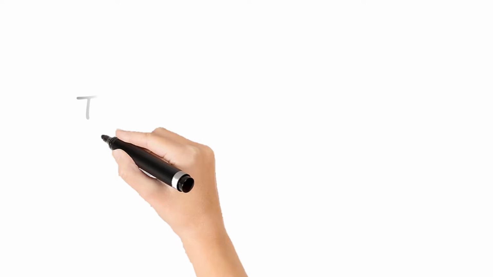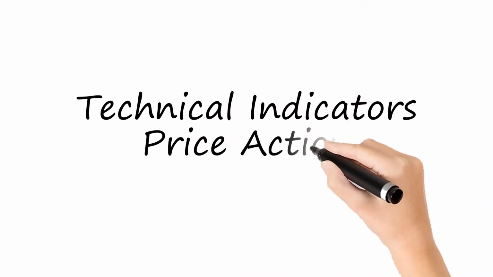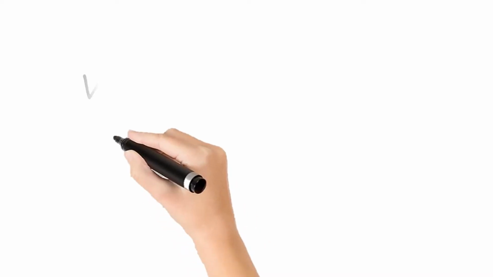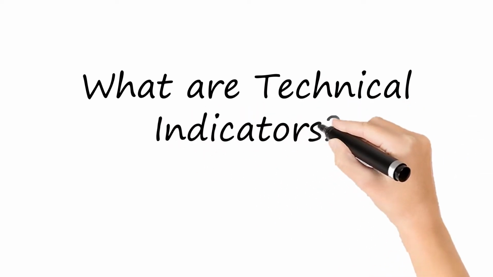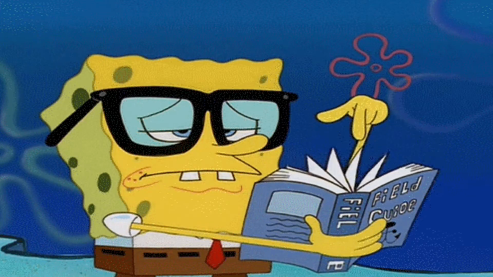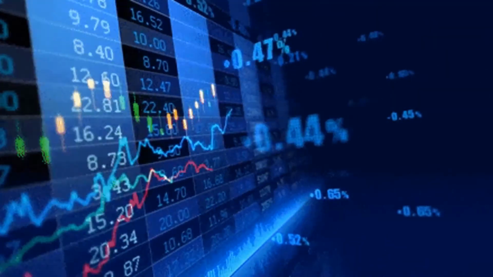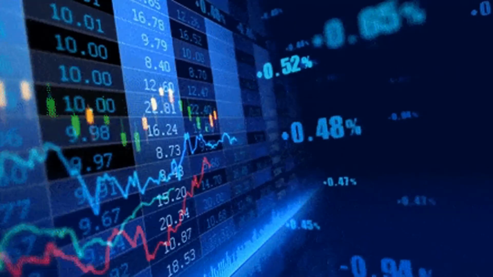In this video we are going to be discussing technical indicators and price action. What are technical indicators? Technical indicators are tools that are used by traders to aid them in the decisions of when to enter and exit a trade. They vary from oscillators, moving averages, and trend lines to complex mathematical formulas.